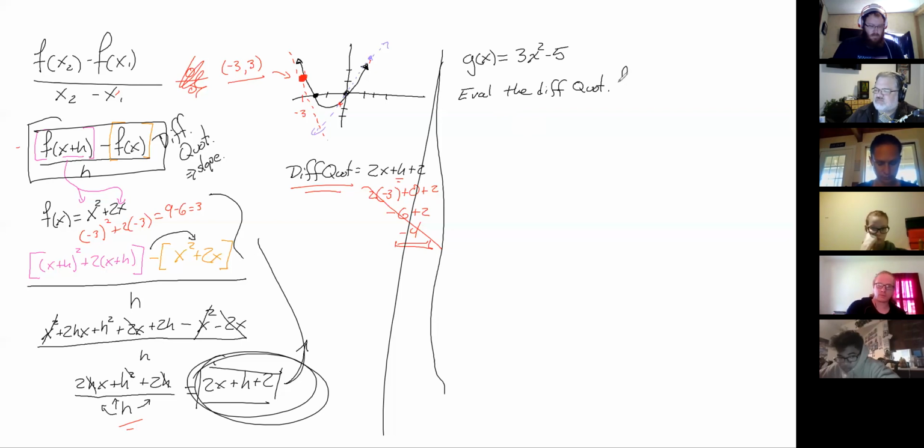So I'm going to give you a couple of minutes to do that. If you get stuck along the way, let me know. I'm going to write down what that difference quotient is just to remind us. So take a moment and try to do this evaluation of the difference quotient on g of x, 3x squared minus 5. I'll give you a minute to do that.